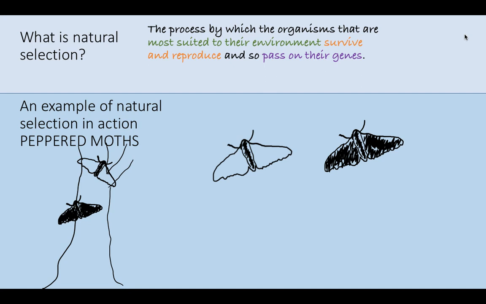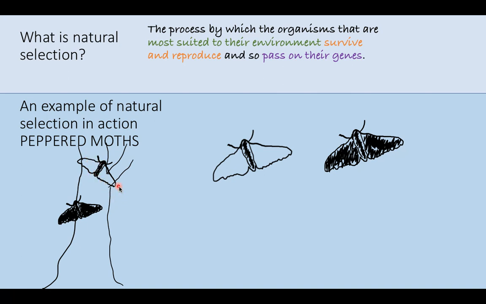And in this example, we're going to think about peppered moths. And peppered moths are a species of moth, and there is variation in their colour. Some peppered moths are really pale, and some of them are quite a bit darker. And if we imagine that they are living in a wooded area, and there are some trees, and these trees have got very pale bark. And on this pale bark, the paler peppered moths blend in better.